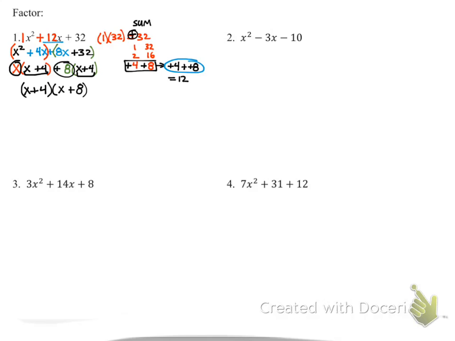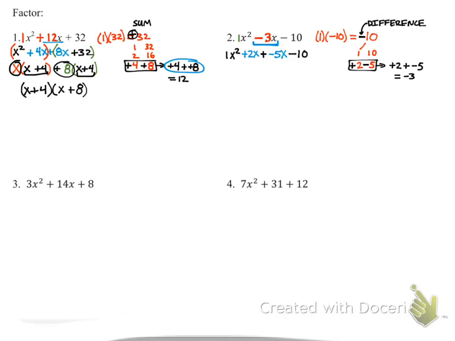Going on to the second example, but going through a little quicker, I take 1 times negative 10, which is negative 10. My factors of 10 are 1 and 10, and 2 and 5. However, since it's negative, I need to find the difference, which will sum to negative 3. The positive 2 and negative 5 will give me a negative 3. I rewrite the middle term as positive 2x plus a negative 5x. Again, notice there's a plus sign between, so 2x plus negative 5x is negative 3x.